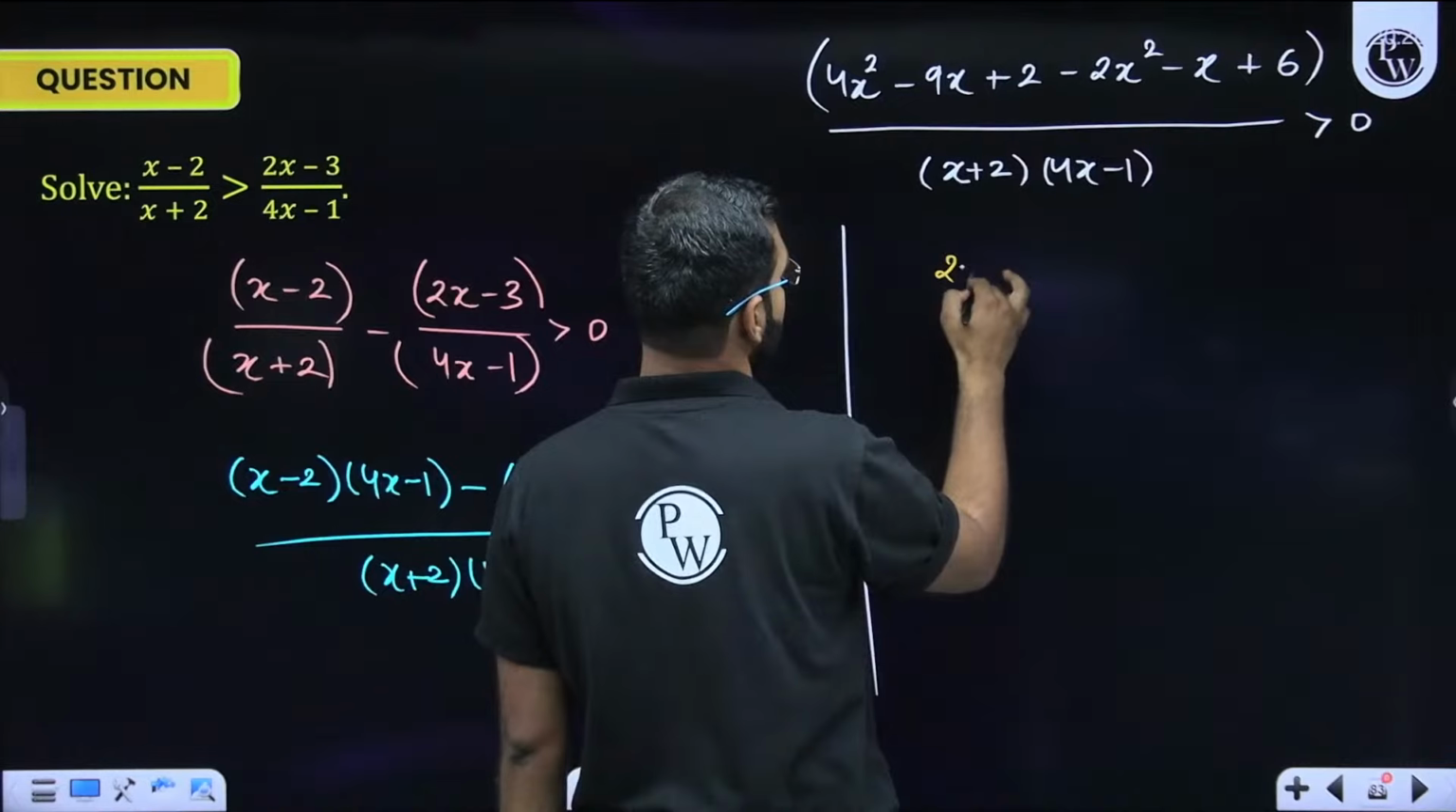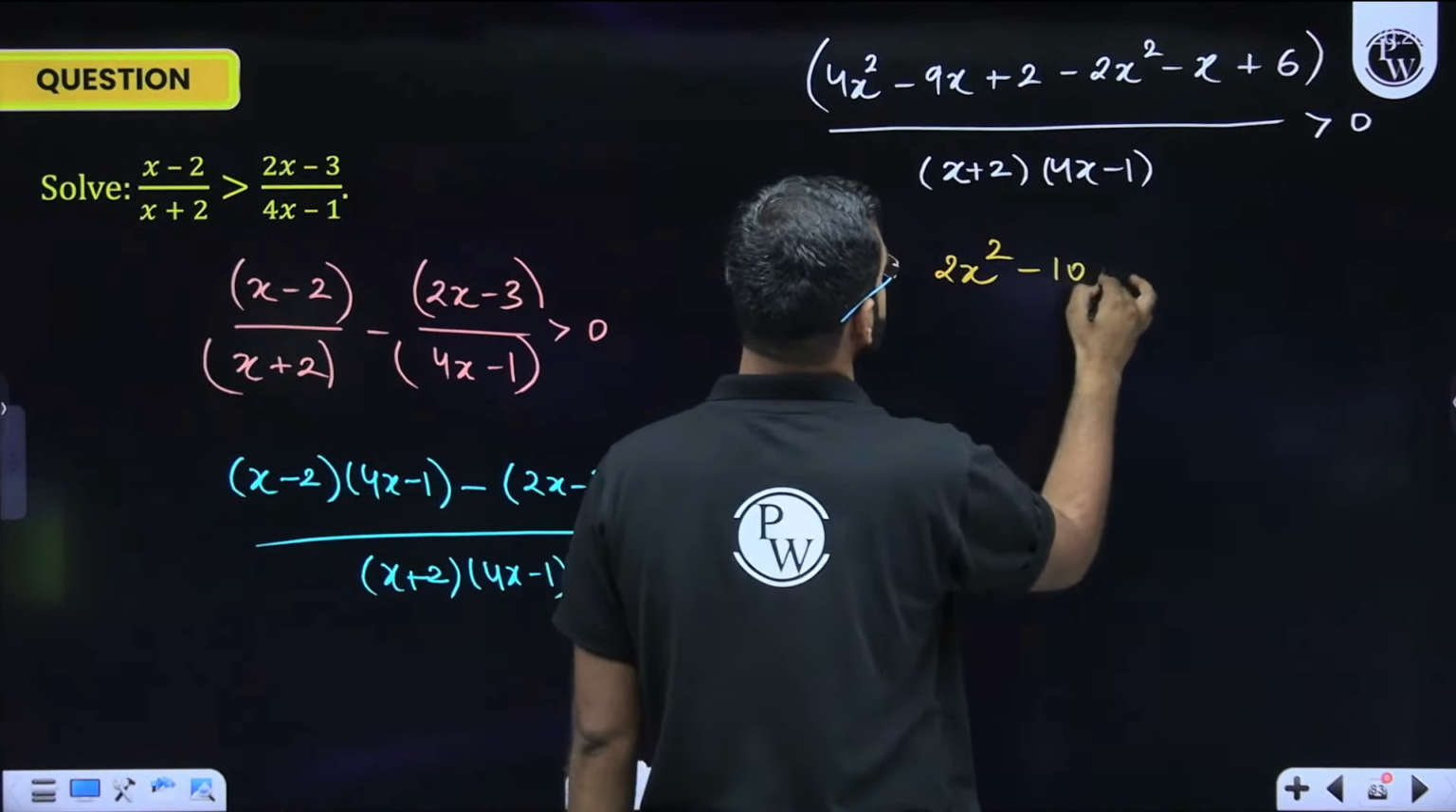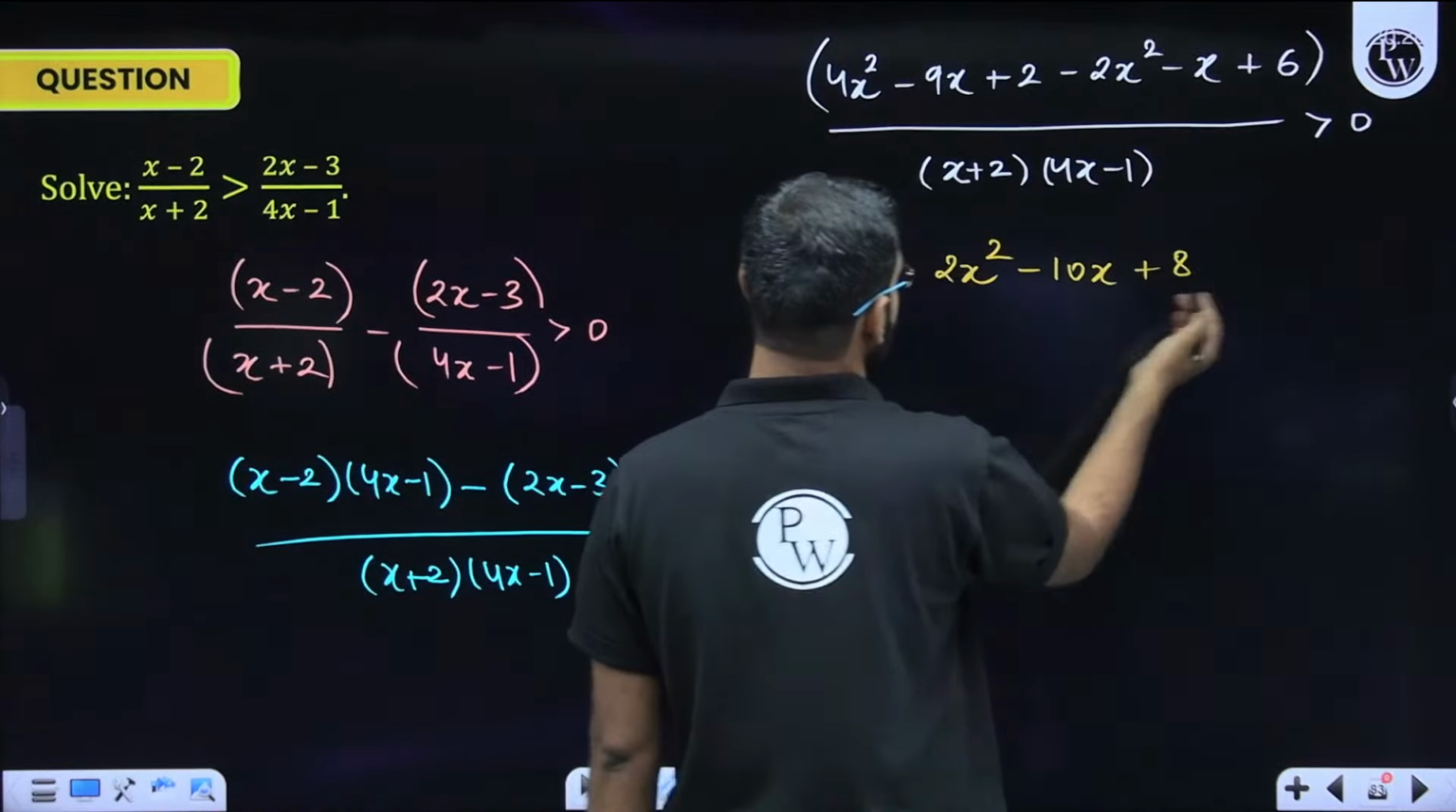4x square, minus 2x square gives you 2x square, minus 9x minus x, that is minus 10x, and 6 plus 2 is 8. Even if I take 2 common, it will be x square minus 5x plus 4. When I take 2 common, that is plus 2, so if I divide both sides by plus 2, the sign wouldn't change. So that 2 vanishes. In the denominator, it will be x plus 2. From 4x minus 1, if I take 4 common, it will be x minus 1/4. Although you can keep it as 4x minus 1 also, but if you get confused, you can write it like this, greater than 0.